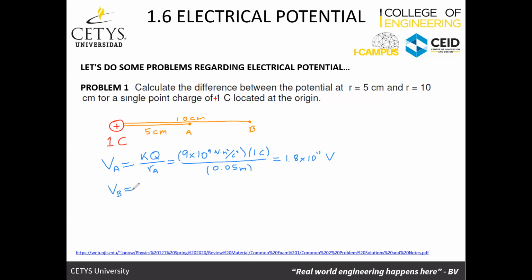And please, everybody else verify. Perfect, good job. Then for B it's going to be KQ divided by R_B. This would be 9 times 10 to the 9 newtons meters squared per coulomb squared, times 1 coulomb, divided by 10 centimeters, which would be 0.1 meters. 9 times 10 to the 10? Yes, and the V, what is the V? Volts.